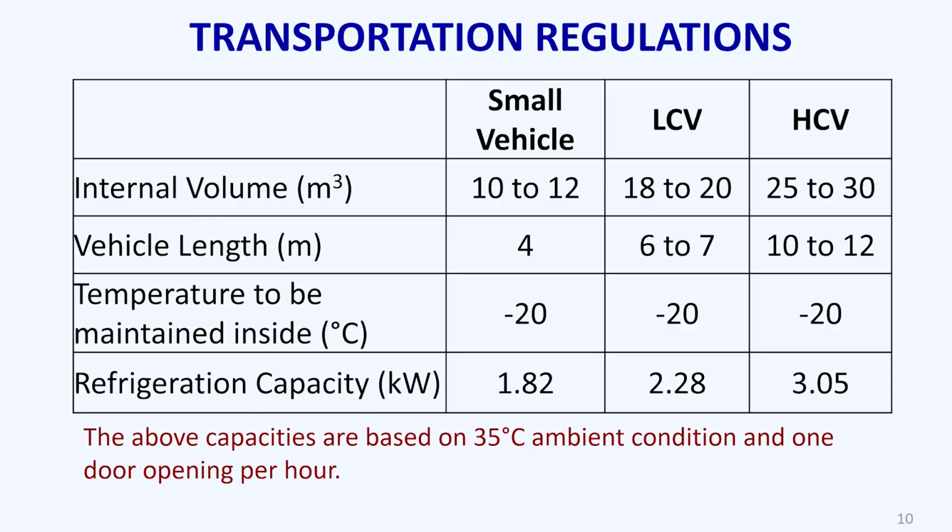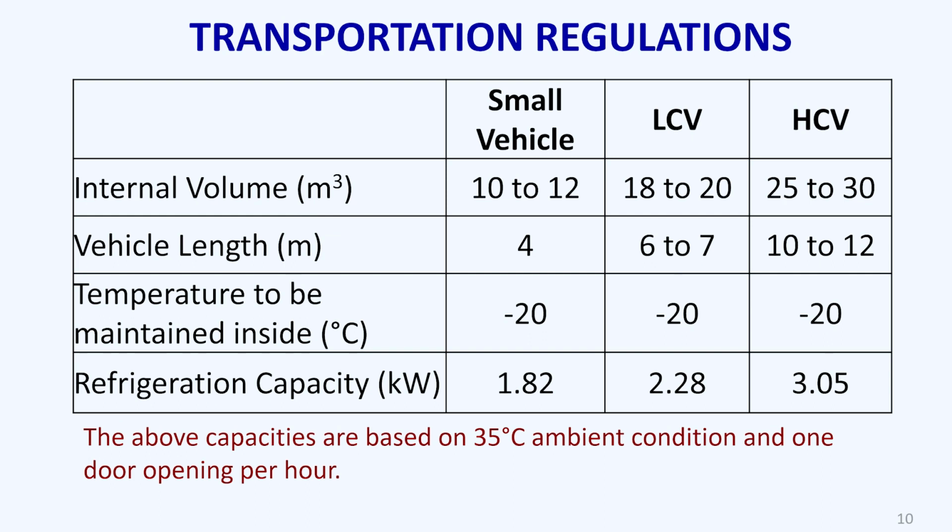A little while ago we saw the classification according to the internal box volume: small vehicle, light commercial vehicle, and heavy commercial vehicle. So internal volume in meter cube. In case of a small vehicle, it is from 10 to 12 meter cube. LCV is 18 to 20 and HCV is 25 to 30 meter cube. Temperature to be maintained inside is minus 20.